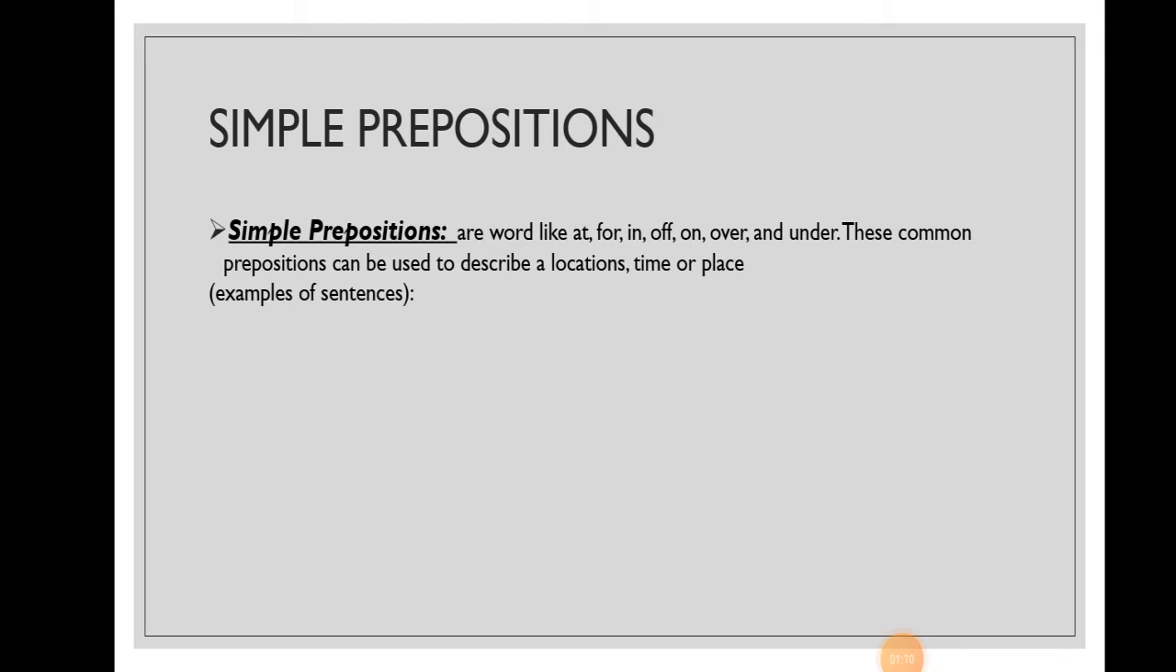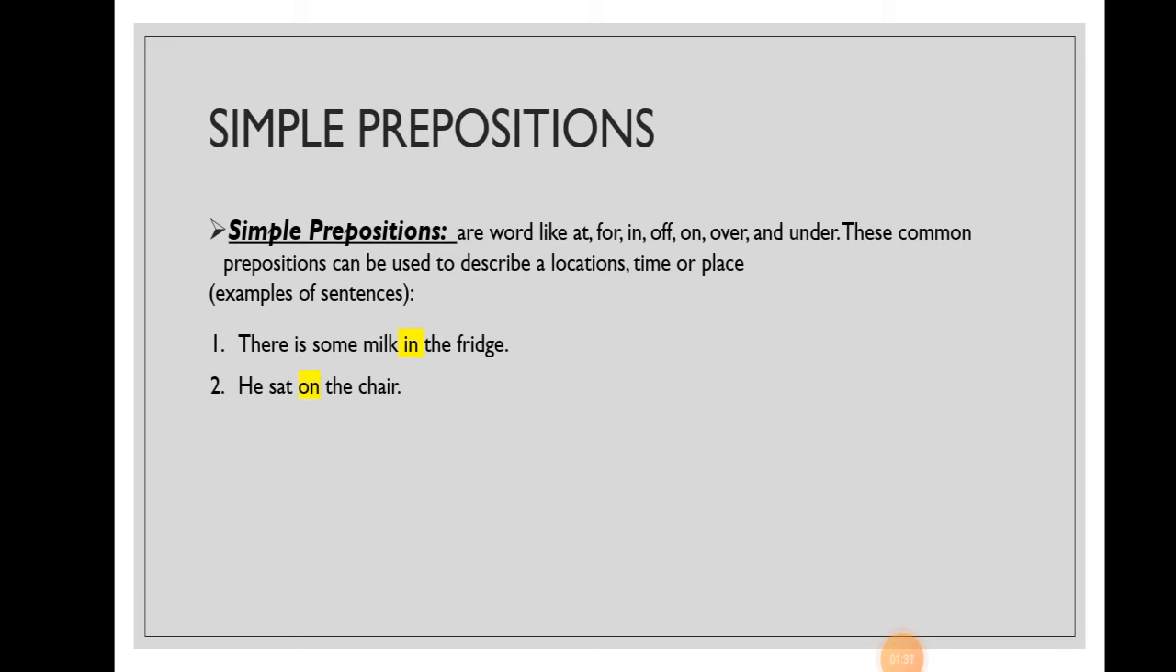Simple prepositions are words like at, for, in, of, on, over, and under. These common prepositions can be used to describe a location, time, or place. So we have some examples of sentences.